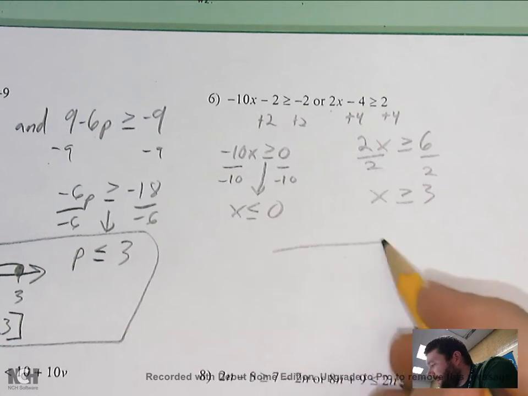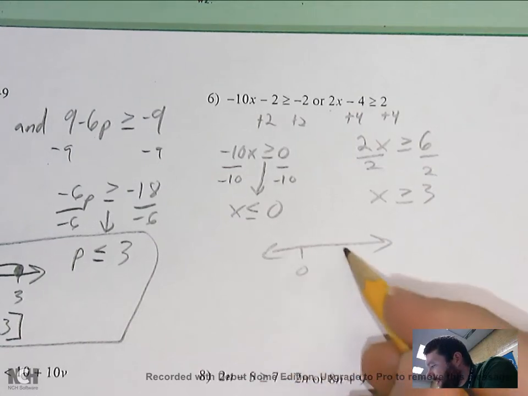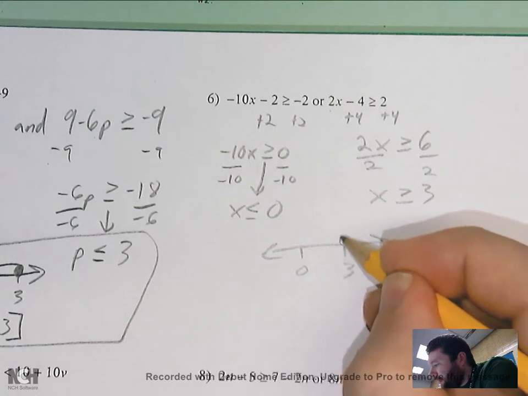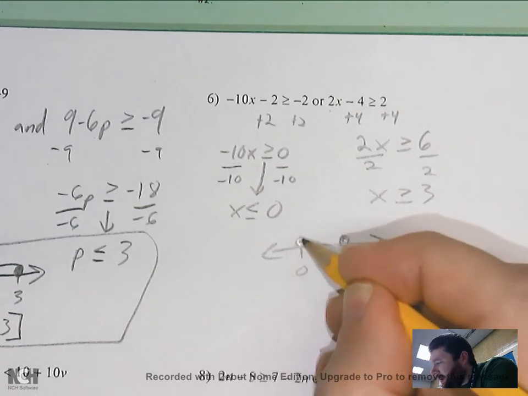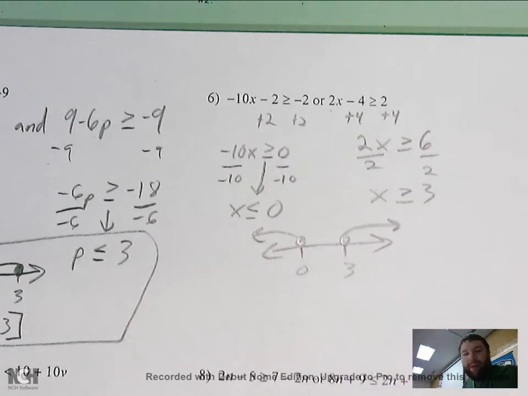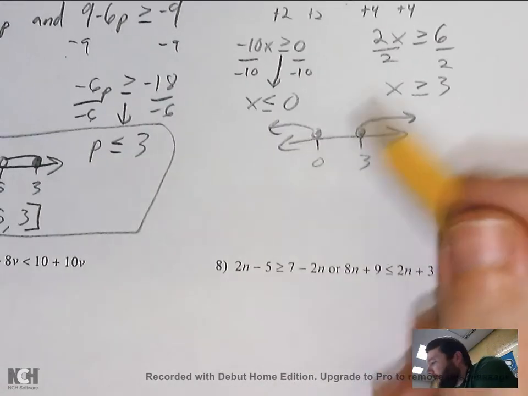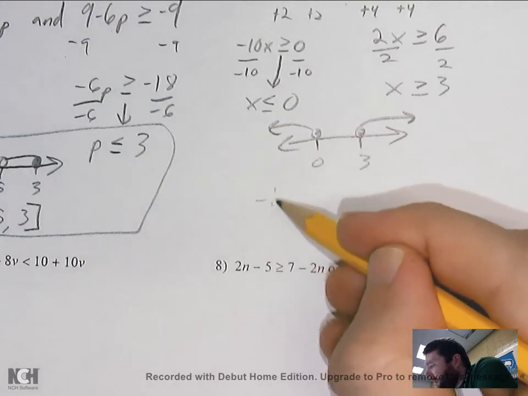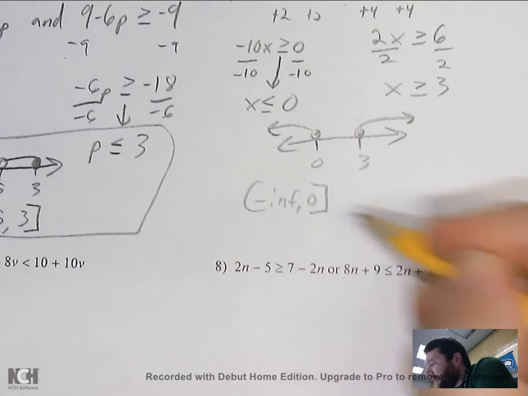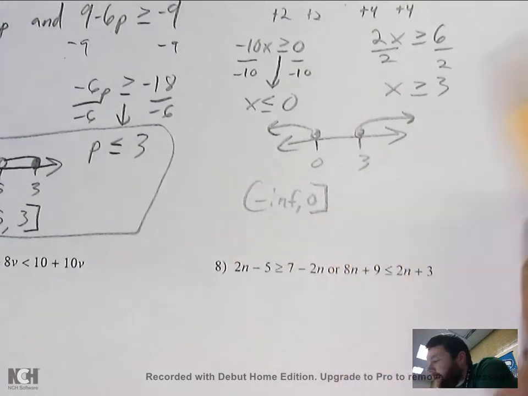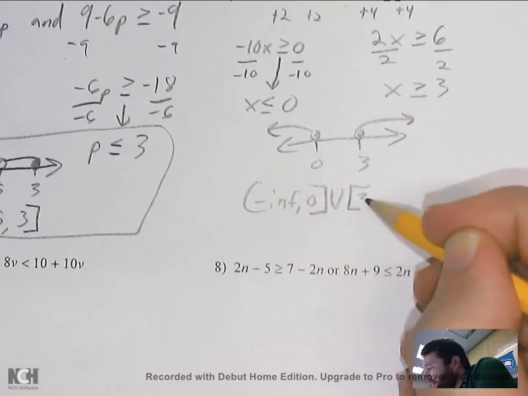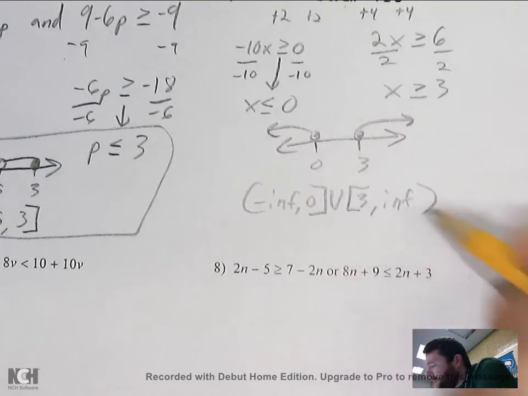So when we graph it, we add 0 and 3. They both have closed circles. It's less than 0, so it's going to the left. It's greater than 3, so it's going to the right. Go in opposite directions there. And then in our interval notation, it'd be negative infinity, comma 0, parenthesis on the infinity, bracket on the 0. Infinities always have a parenthesis, right? And then a capital U, and then a bracket, 3, comma infinity.